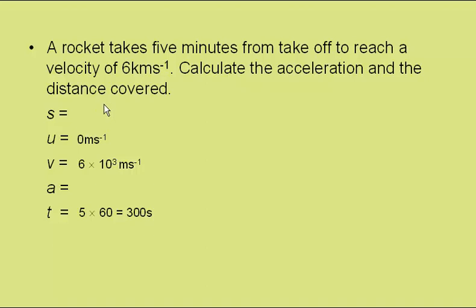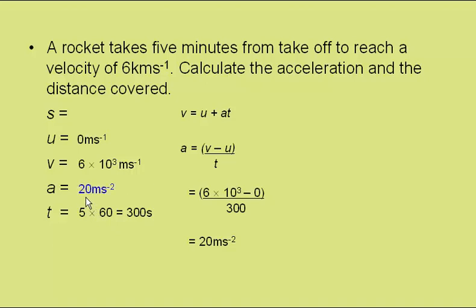So we're looking for an equation that will contain a and will not contain s. And the equation I'm going to use, v equals u plus at. I rearrange for a equals v minus u over t. Putting in the numbers gives us an answer of 20 meters per second squared. I'm going to add that value for a to my list here.